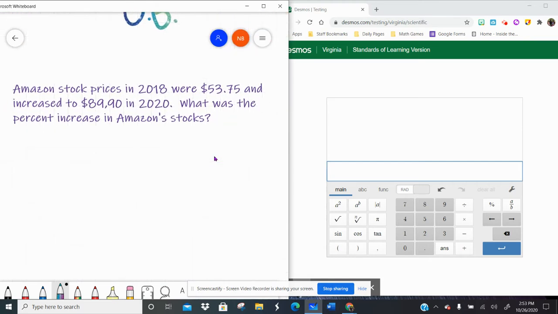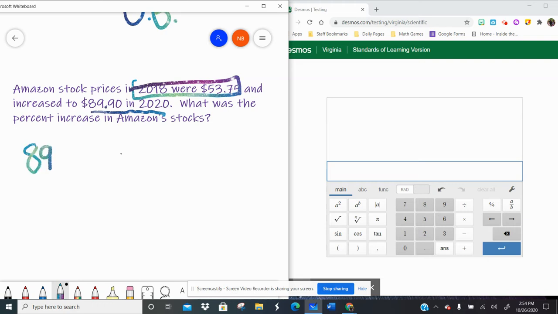Let's look to see what that actually looks like. So in our first word problem, it says Amazon stock prices in 2018 were $53.75 and increased to $89.80 in 2020, right? All that pandemic online shopping. What was the percent increase in Amazon's stock prices? So we want to know the change.